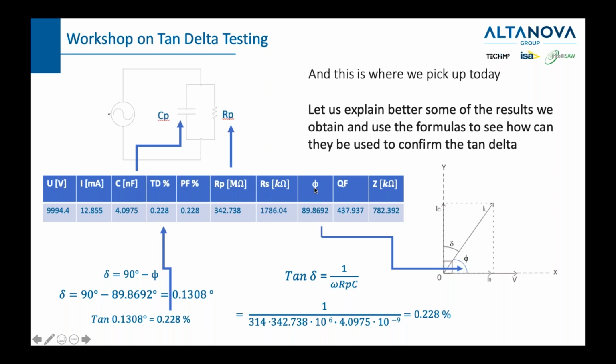Also, we get the angle phi, which is ideally 90 degrees, but now it's 89.8692, and if we deduct this number from 90, we get the angle of delta. So this is the delta, and in this case the delta is 0.1308. We said last time if the delta is more than 0.57, then the tan delta is more than 1%. And in our case, the delta is 0.13, and the tangent of that is 0.22.